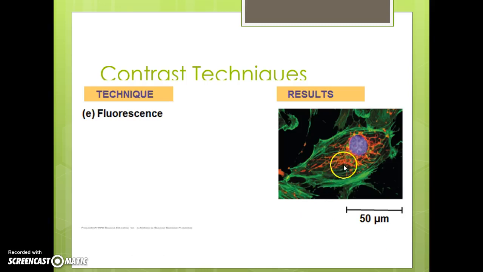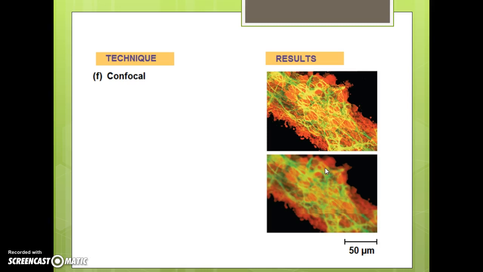Probably one of the cooler ones would be the fluorescence. You'll see this used quite commonly, a bit more artistic, but once again you can see some of the goings-on. Confocal, once again, another staining image.